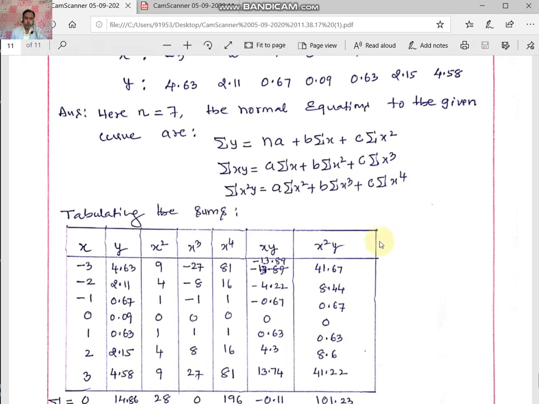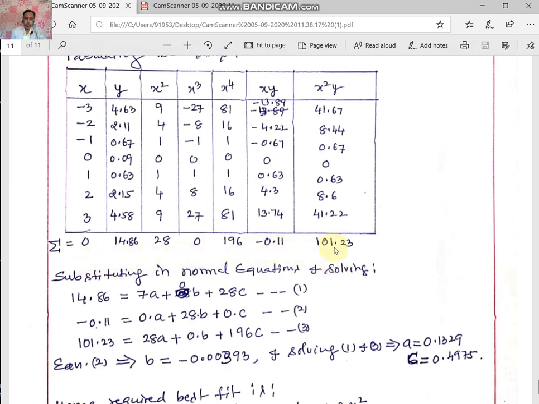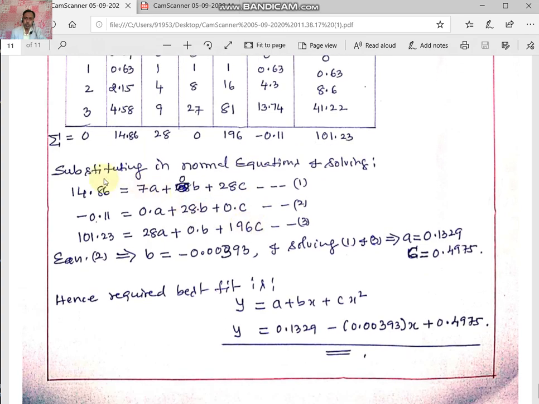So let us find sums by writing a table. These are the given points or given values of x and y, x square values, x cube values, x to the power 4 values, and product xy, product x square into y, and their corresponding sums. We are adding all values here. Then substitute into normal equations.